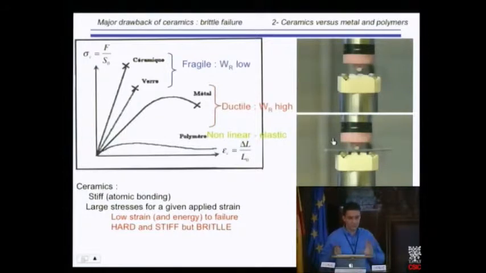So we don't have to confuse hardness, high, and stiffness, high, with brittleness and low strain to failure. So you can see here the polymeric material, which is straining a lot. And so you have a large deformation to failure.